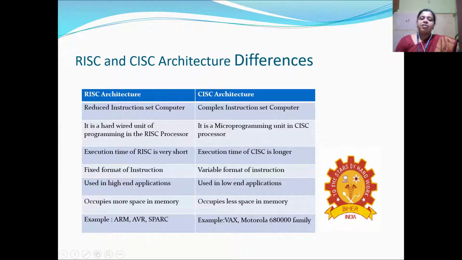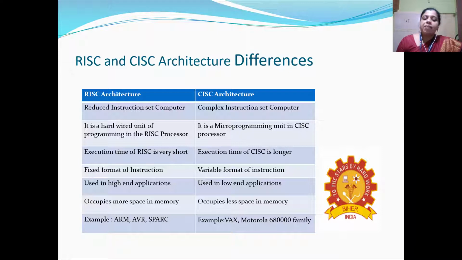Now we'll summarize the difference between the RISC and the CISC architecture. RISC stands for Reduced Instruction Set and CISC for Complex Instruction Set. Here it is a hardwired unit of programming in the RISC processor, whereas in CISC it's going to be the microprogramming unit. Regarding the execution time, it's going to be short in RISC compared to CISC. Regarding the instruction format, a fixed format is allowed in RISC architecture, whereas a variable format is allowed in CISC.